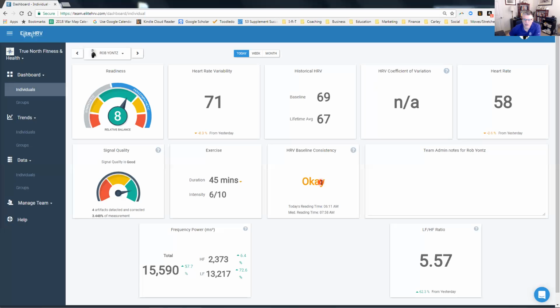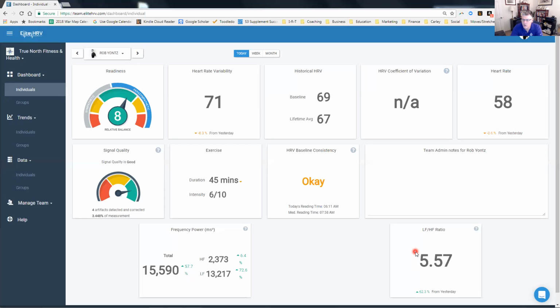My power is pretty good today. It's 15,500. So I've got a very strong autonomic nervous system signal. The split is 13,000 to 2,000. So my ratio is 5.5. Honestly, that's not optimal.